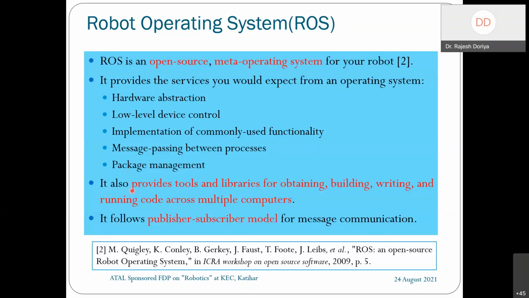It also provides a number of tools and libraries for obtaining, building, writing, and running code across multiple computers. We may want to create an application across multiple systems or multiple robots, so it provides that capability, where a network application can be built and a number of robots can collaborate to accomplish a task. And as mentioned earlier, it follows a publisher subscriber model for message communication.